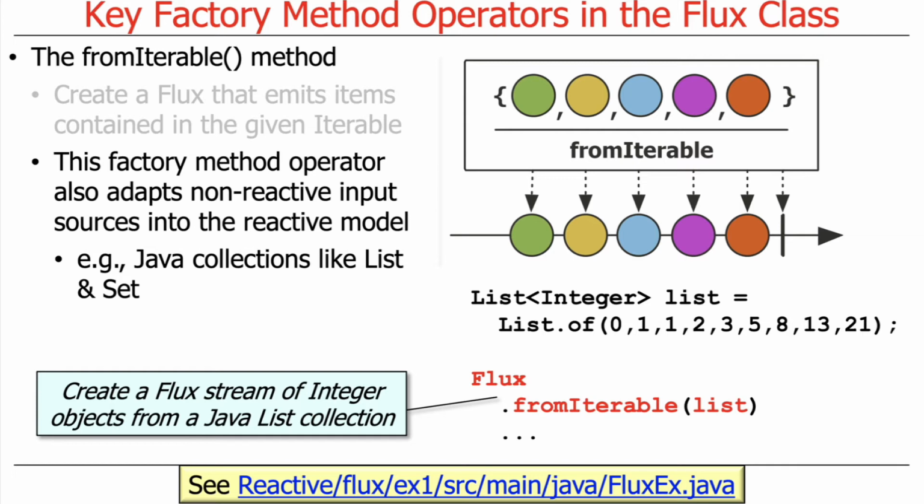So here's a very simple example where we've got a list of integers, and we just say Flux.fromIterable, give it the list, and boom, you've now got a flux, which you can then do stuff with. You have a stream of these things that you can manipulate with other operators that we'll talk about shortly, like map or filter or whatever.